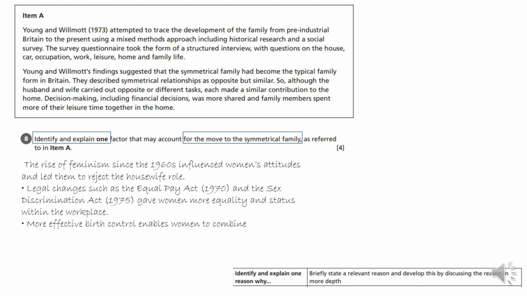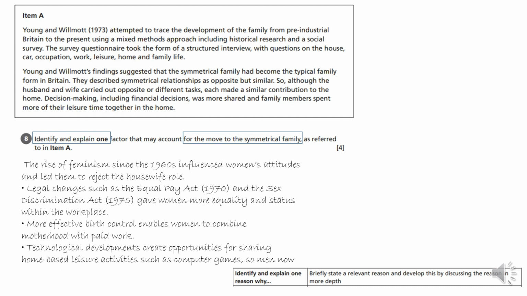You could talk about more effective birth control and how this enables women to combine motherhood with paid work. And you could also discuss technological developments which created opportunities for sharing home-based leisure activities such as computer games, so men now spend more time in the home. The one we're going to choose is the first one, the rise of feminism since the 1960s.